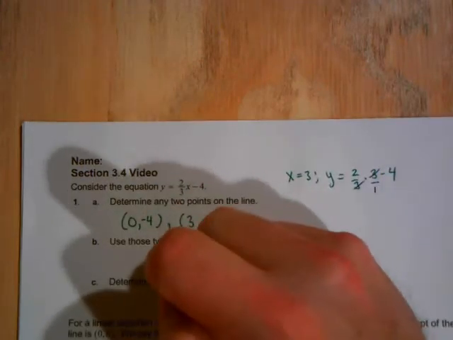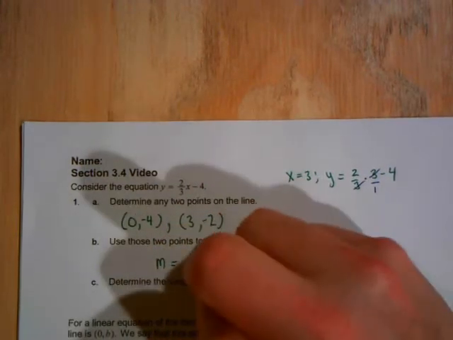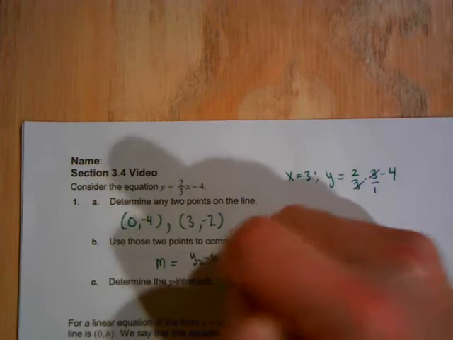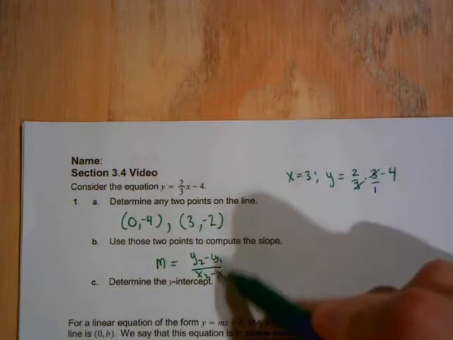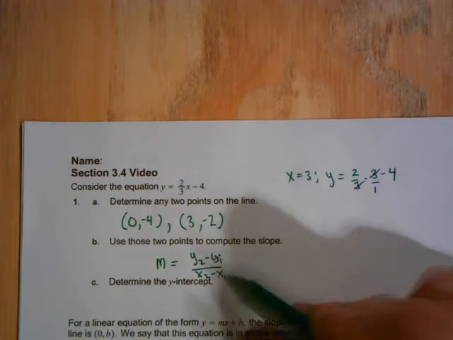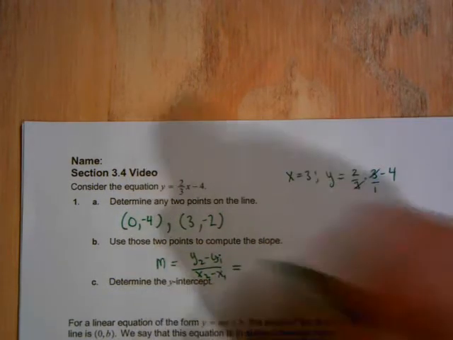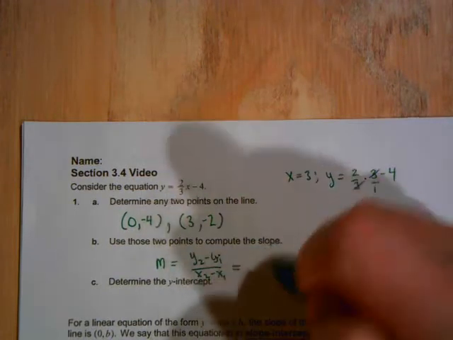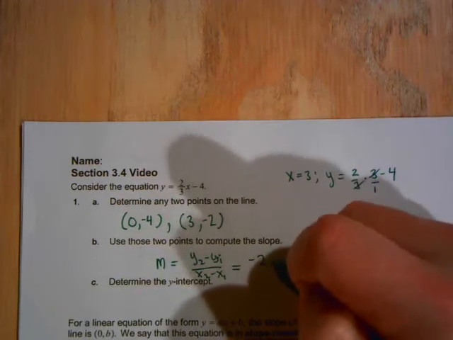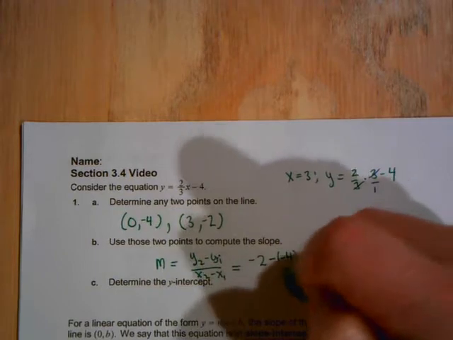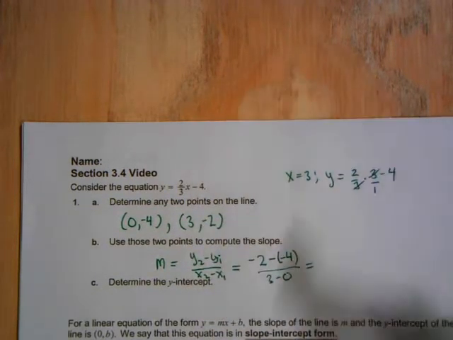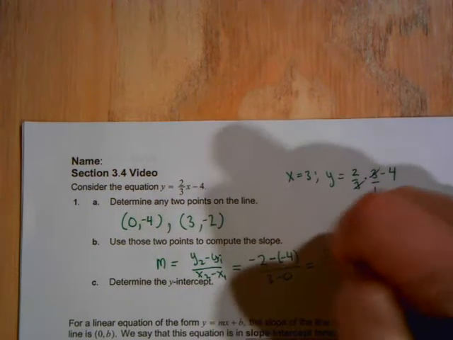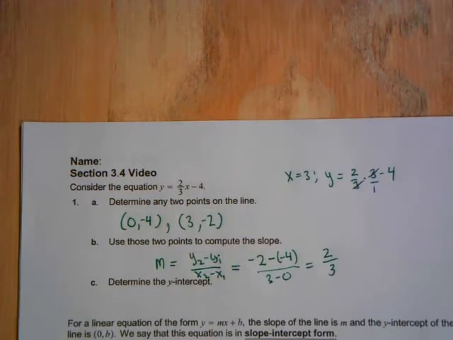Okay, we use our old formula for slope. Slope is, remember, slope has to have the y values on top and the x values on bottom. Rise over run. Rise is up and down, that's y. Run is left and right, that's x. Okay, that's going to be negative 2 minus negative 4 divided by 3 minus 0. Negative 2 minus negative 4, that's minus 2 plus 4, that's 2. And 3 minus 0 is 3.